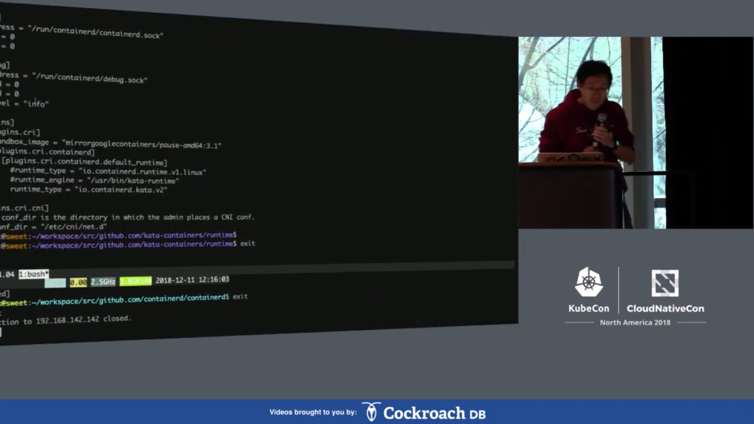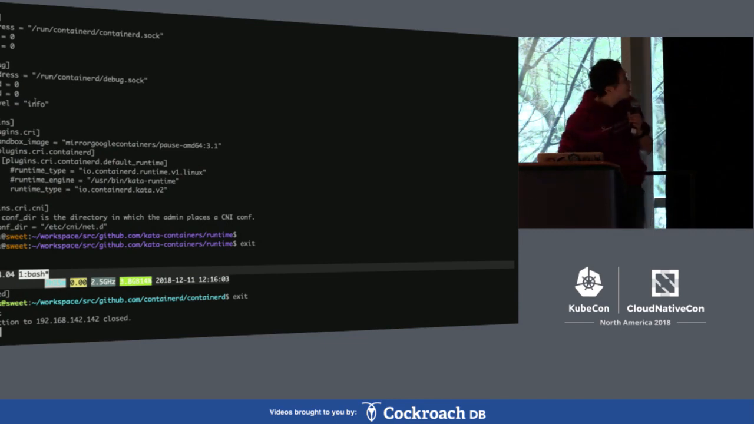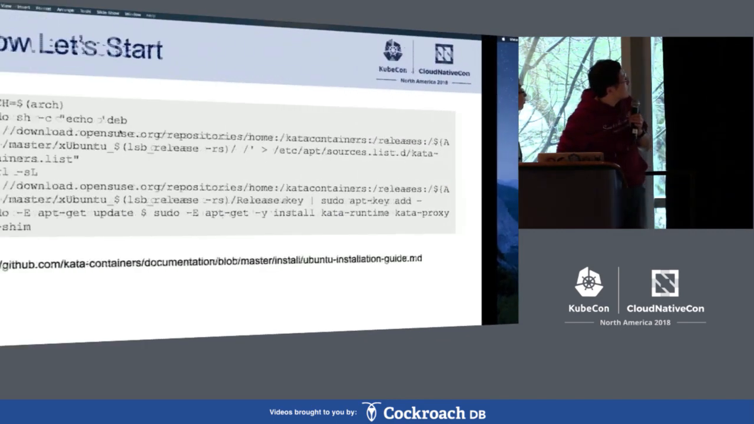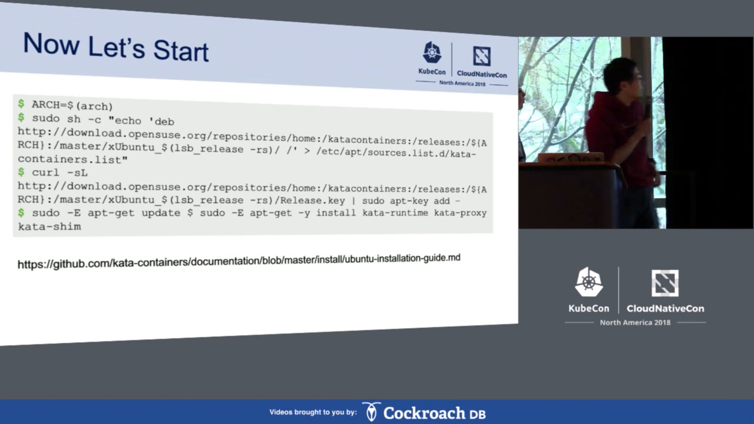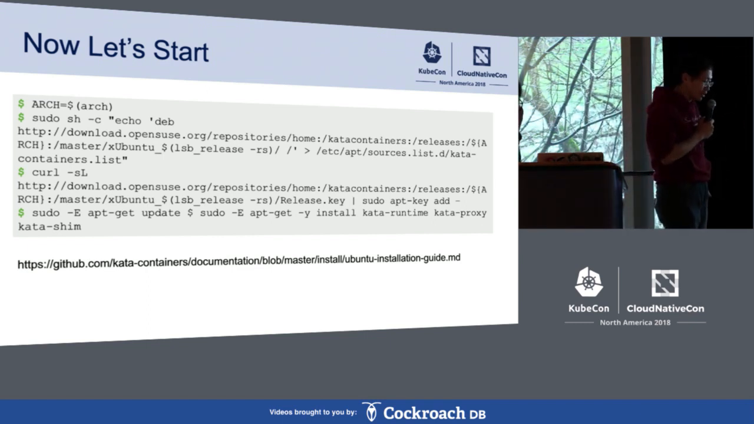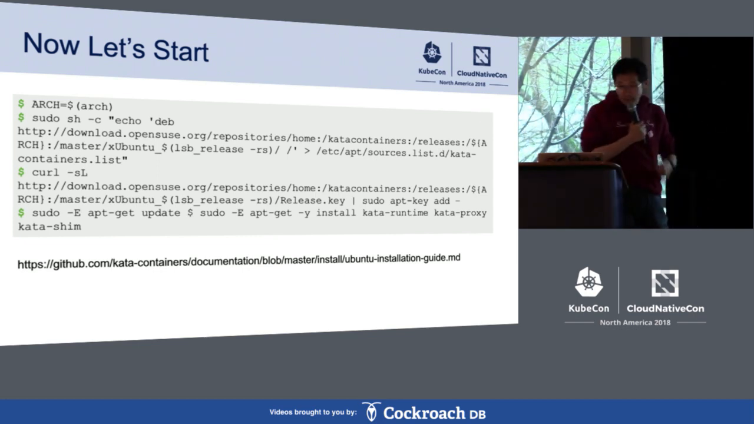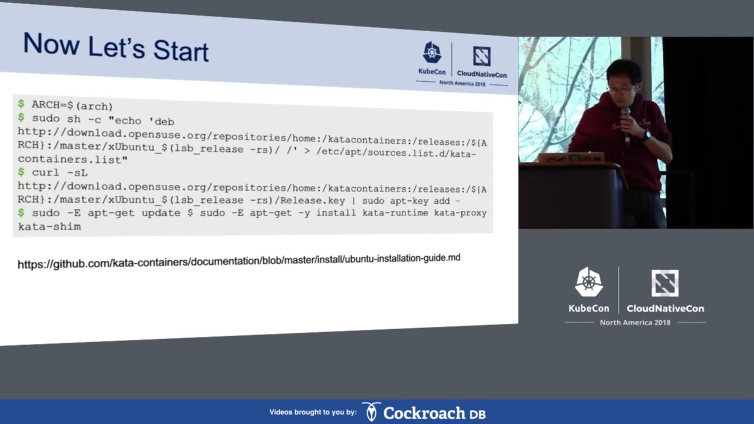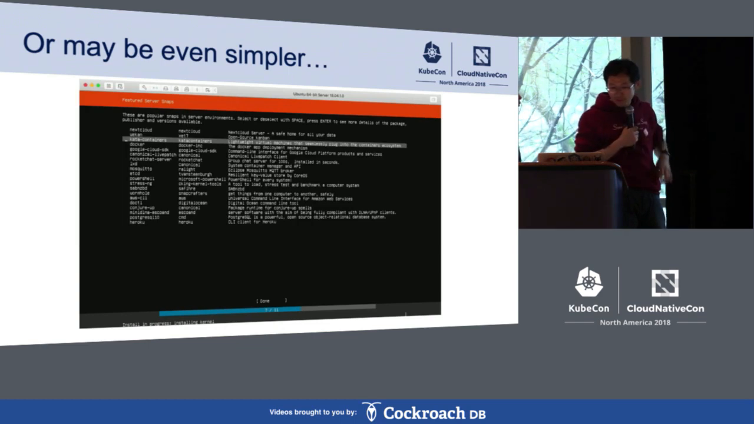Okay, give it some time, and you can just use these four command lines to get the source for Kata and use apt to install the packages. And actually, there may be an even simpler way.